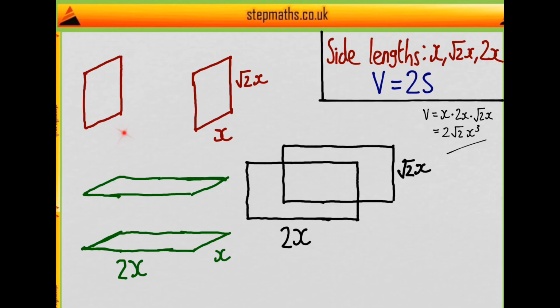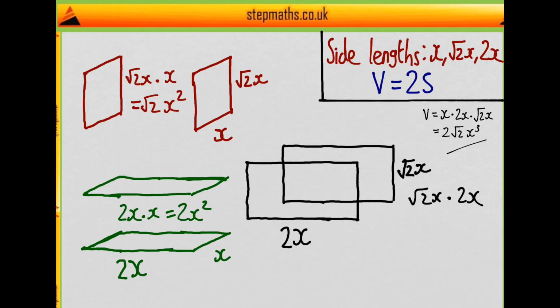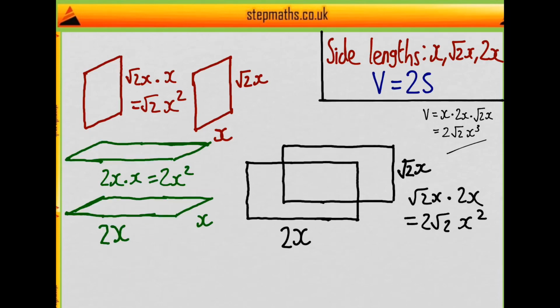So these are all the rectangles that make up the cuboid, and we can work out the area of each set. So we'll start with the red one. So we've got root 2x times x, i.e. just length times width, which gives root 2x squared. Similarly for the green one, we've got 2x times x, which is equal to 2x squared. And for the black one, we have root 2x times 2x, length times width again, as standard, which gives 2 root 2x squared.